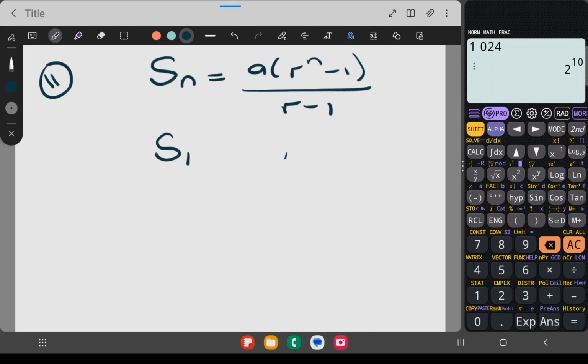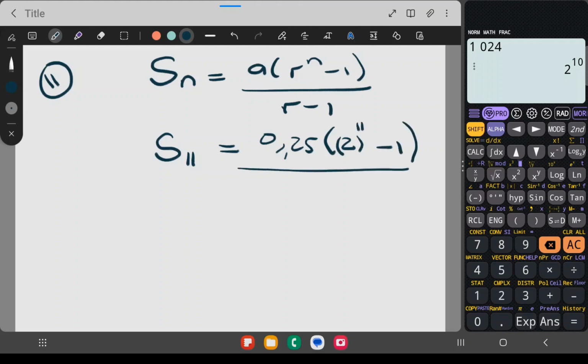So I'm going to work out S of 11. A is 0,25. R is 2. 2 to the 11 minus 1 over 2 minus 1. All in the calculator, we get 511,75. And you could have used either formula.